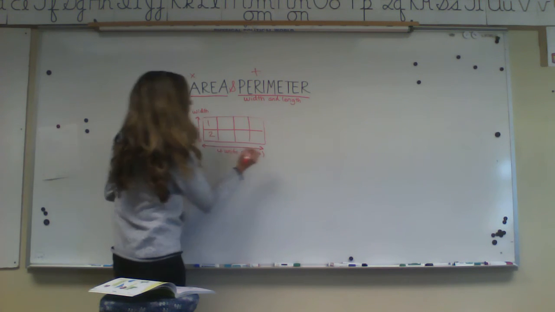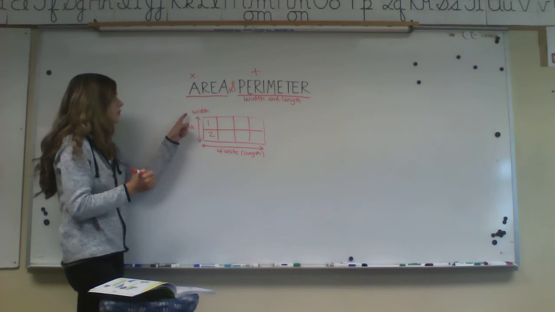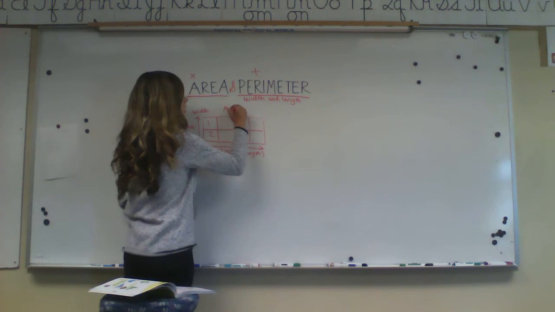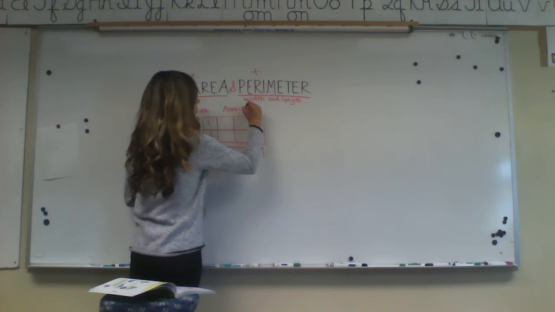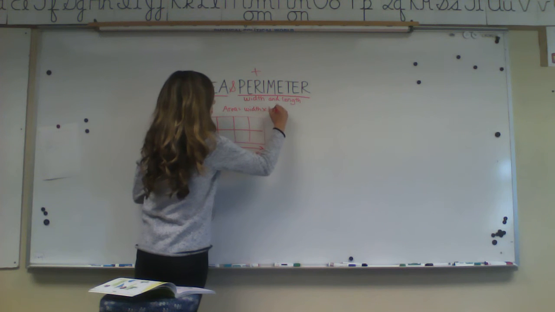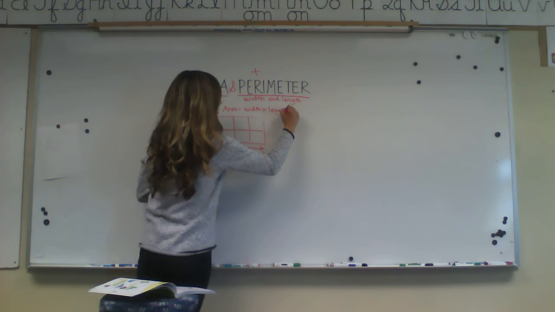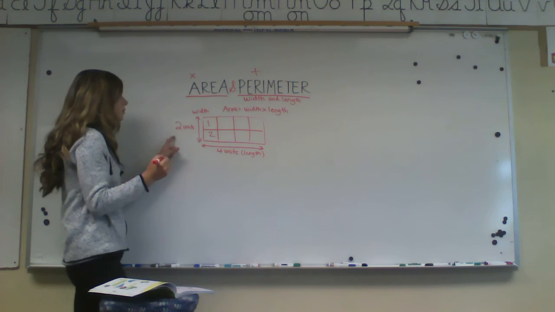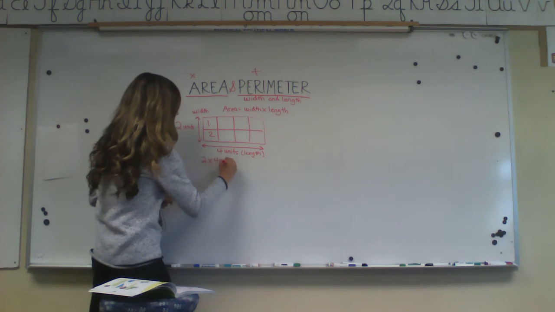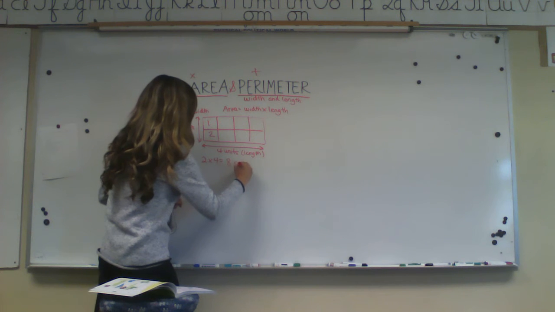So the way we're going to find our area is to multiply the width times the length. So I want you guys to write area equals width times my length. So for this situation, we would multiply 2 times 4, which would give us 8 square units.